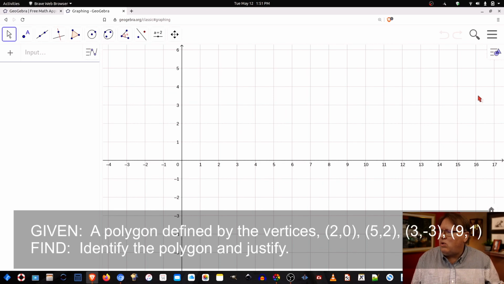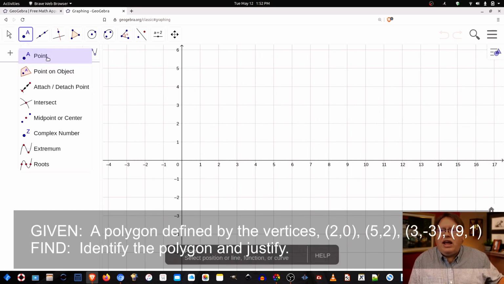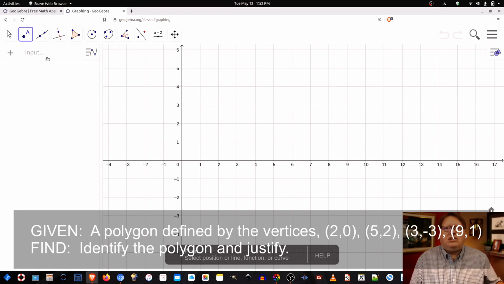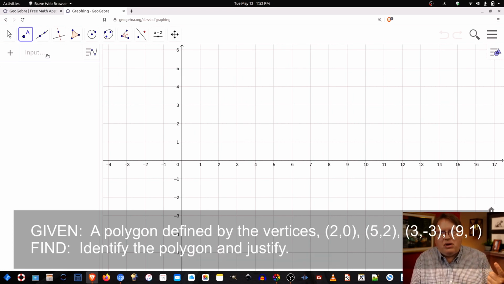It's another quadrilateral. It's a polygon defined by the vertices (2, 0), (5, 2), (3, -3), and (9, 1). Okay? So you want to come over here. You're going to start out by choosing the point tool, and then you will lay out your vertices. Use your polygon tool again. Draw out your polygon.